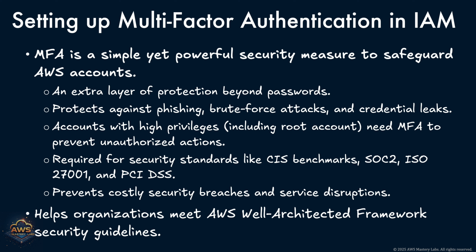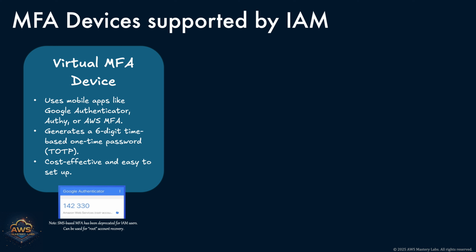Enabling MFA is a simple, powerful, and cost-effective way to greatly improve your AWS security posture, and it's a step every organization should take immediately. One of the most common and convenient ways to implement MFA in AWS is by using a virtual MFA device. This method leverages mobile apps like Google Authenticator, Authy, or the AWS MFA app to generate a 6-digit time-based one-time password, or TOTP. Each code is valid for just a short window of time, adding a secure and dynamic layer of protection that goes far beyond a static password.